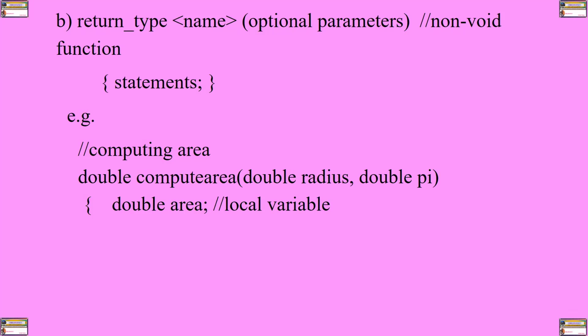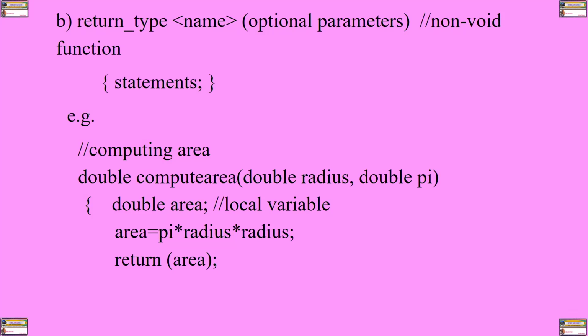And then in the body, we have a declaration of a local variable called area, which is of type double. And then we have the computation, which is telling the compiler or processor to pick the content in the memory location called radius multiplied by itself, and the result multiplied by the content in the memory location called pi, and store the result in the memory location called area. And then send the value from the memory location called area back to the caller as the name of the function.